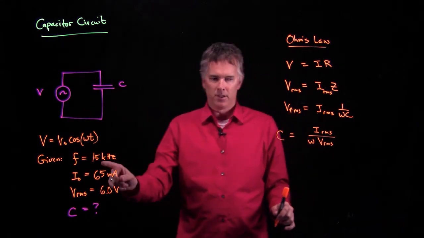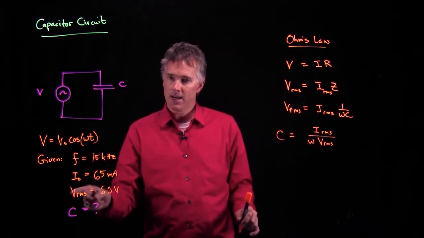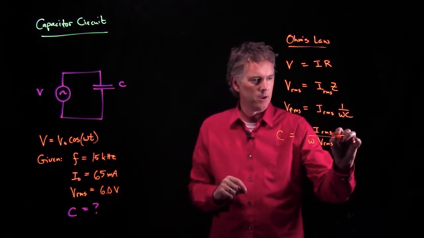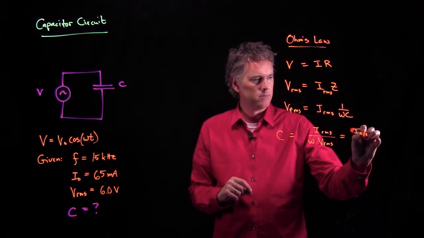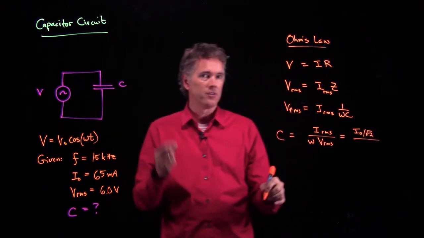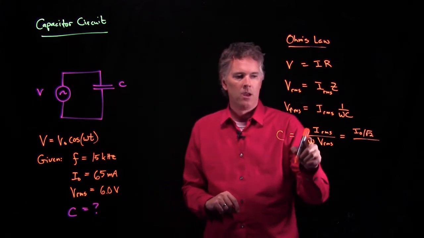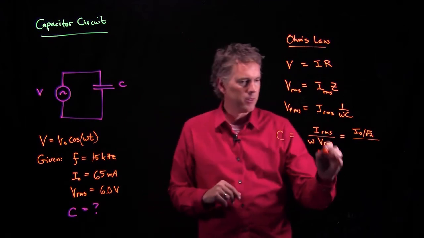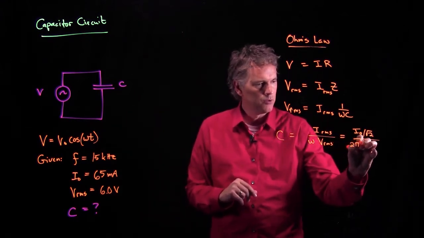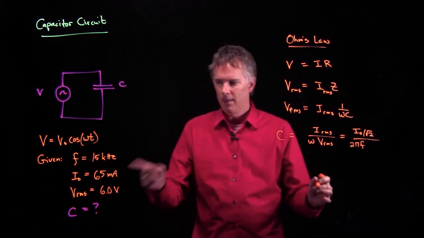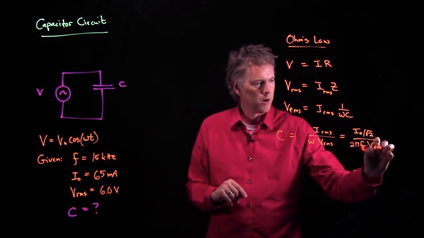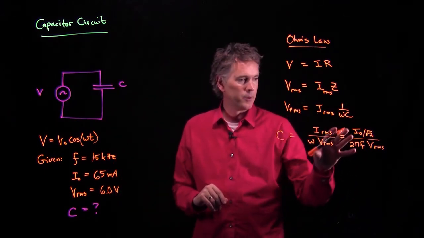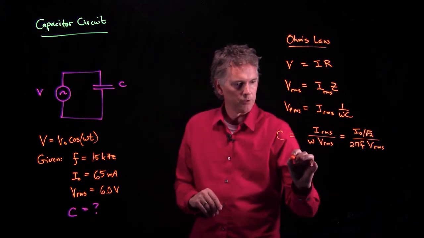Okay, but we're not given I RMS, we're given I naught. But of course, the peak current is related to I RMS by root 2. I RMS is just I naught over root 2. We're not given omega, but we are given the frequency F, and we remember that omega is just 2 pi times F. And then we have V RMS, which we are given. So now it looks like we have everything we need to solve this problem, so we can just plug them in and try it.